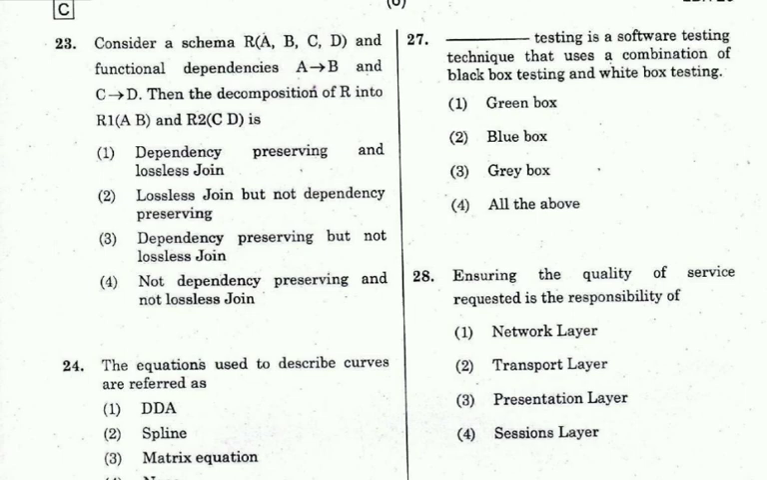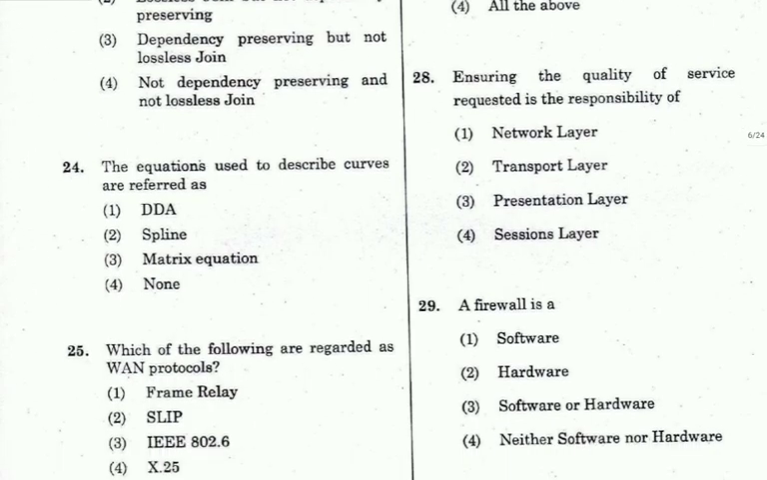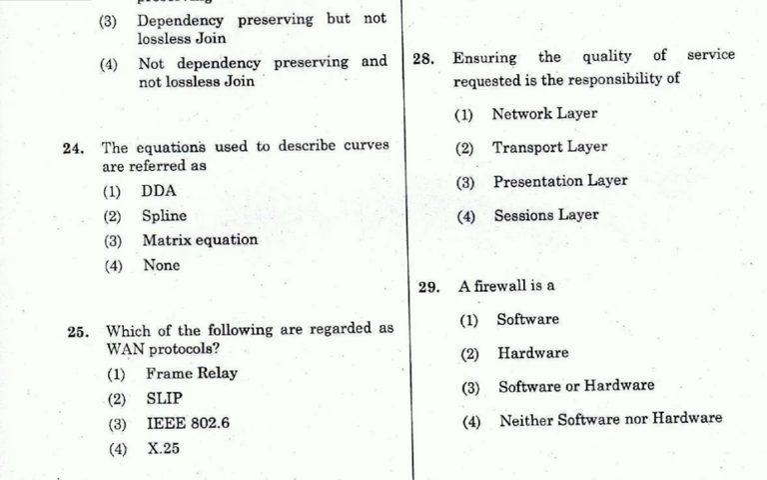So next one, 28. Ensuring the quality of service requested is the responsibility of which OSI layer? Network layer, transport layer, presentation layer, and session layer. So quality of service deals with ensuring reliable data transmission, congestion control, and flow control. So option transport layer is the correct answer. Quality of service is the responsibility of the transport layer.